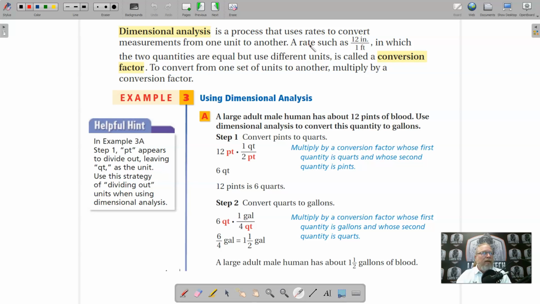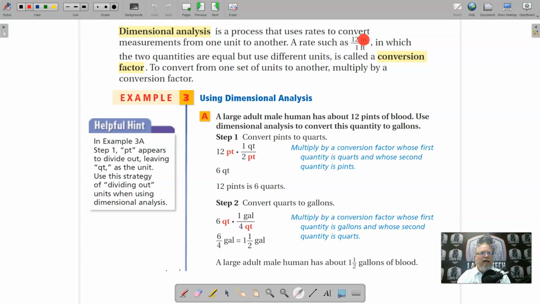This is a conversion factor. I'm wanting to say it's a conversion factor, but they don't say that until here. So a rate such as 12 inches is to 1 foot, in which the two quantities are equal but use different units, is called a conversion factor. So to convert from one set of units to another, we need to multiply by a conversion factor. So let's back up just a minute and talk about conversion factors.